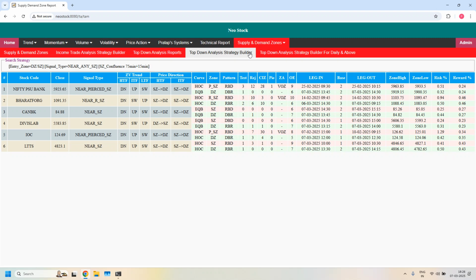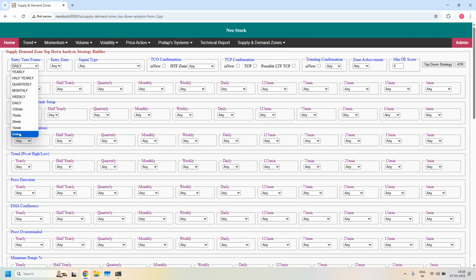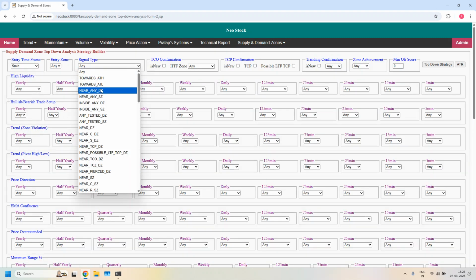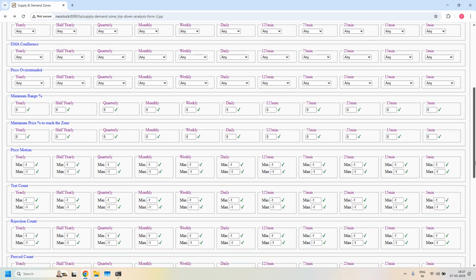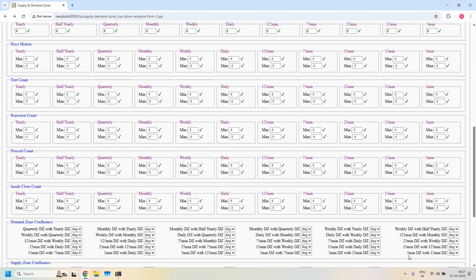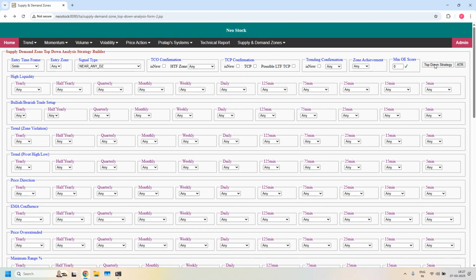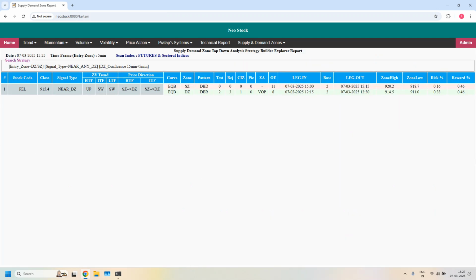Next time frame is 5 minutes. Stocks near 5 minutes demand zone, we got 4 stocks. Now let's verify out of these 4, how many of these 5 minutes demand zones are having ITF demand zone Confluence. That is 5 minutes demand zone with 15 minutes demand zone Confluence. I am enabling the filter. So with this filter, we got only 1 stock.